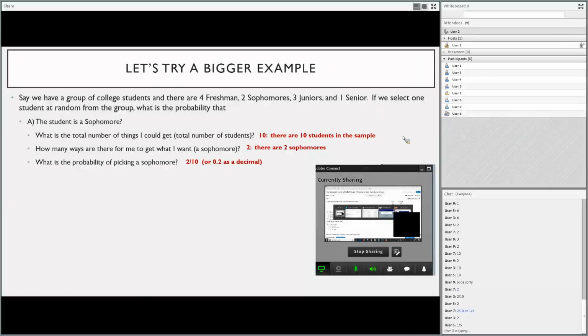It's going to be 2 out of 10. So remember, when you're asked for the probability, it's always going to be that fraction or that decimal between 0 and 1. So 2 out of 10, or 0.2, is a decimal. Okay?